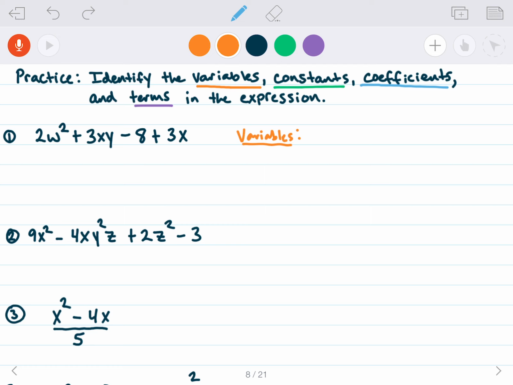So the variables are all the letters that we see. I see a W, I see an X, I see a Y, another X, but we don't have to count the X twice. So the variables are going to be W, X, and Y.